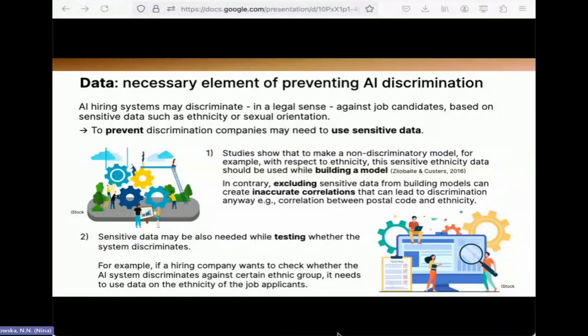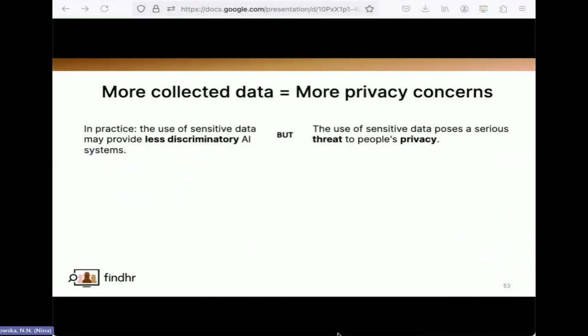So from this angle, the more data, the better, and companies should be happy. They always want more data. But at the same time, we have to be conscious that more data collected by companies creates more problems and privacy concerns. Especially now in this field, we are talking about very sensitive data such as ethnicity, sexual orientation, religion, disability, so very sensitive information.